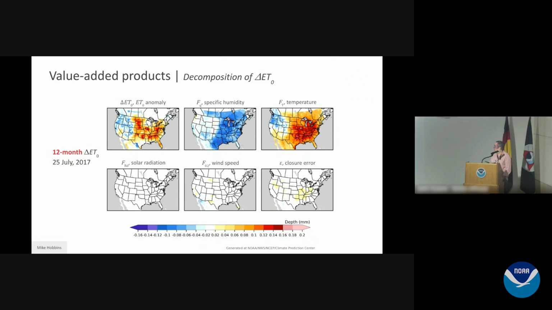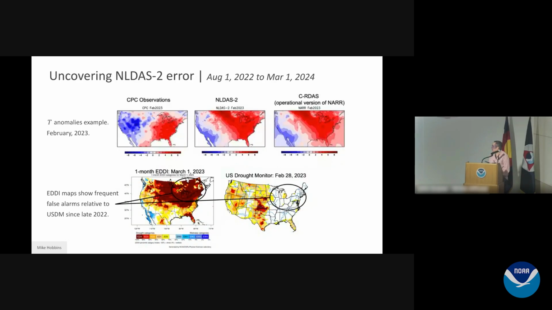And here's the annual timescale. And the humidity now you can see actually is turned around, is mediating the drought at that timescale. And the closure error has disappeared. The wind speed and solar radiation contributions have also disappeared practically. So that answers the question of what's driving the demand side of that drought, where and when. Okay, so that is our decomposition. That's our second value-added product that we talked about.